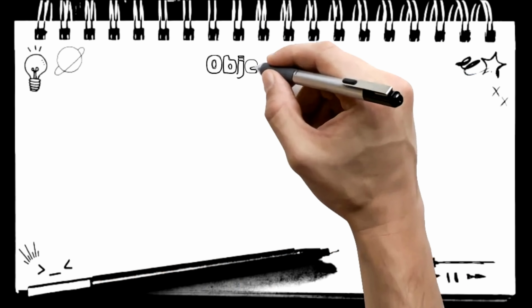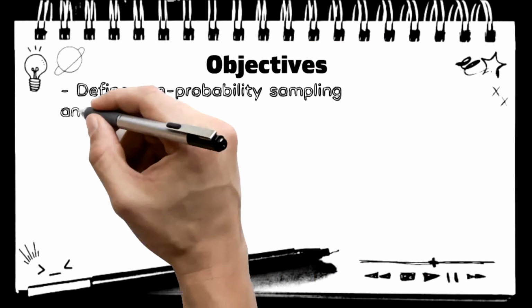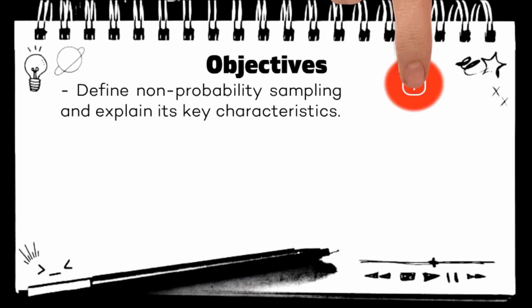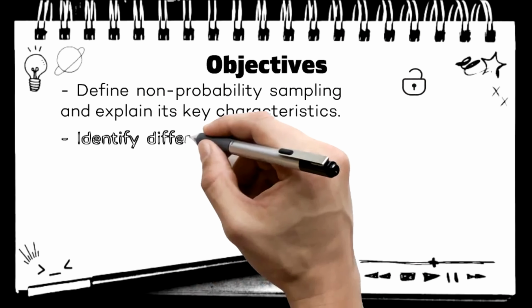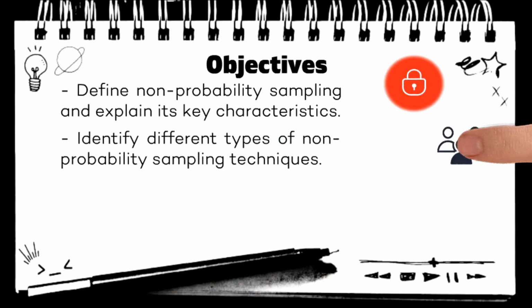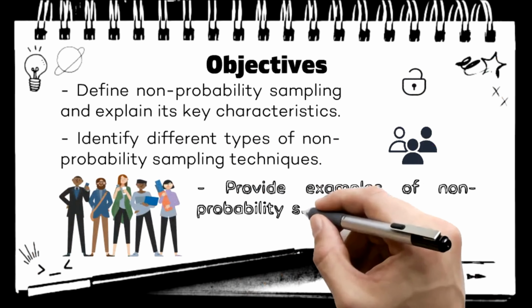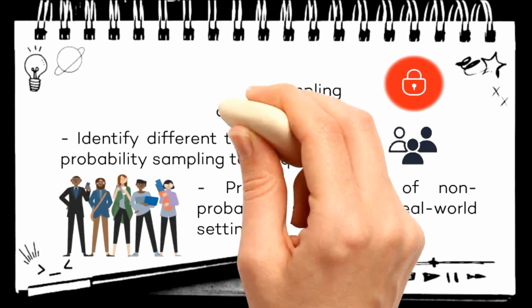After watching this video, you will be able to define non-probability sampling and explain its key characteristics, identify the different types of non-probability sampling, and provide examples of non-probability sampling in real-world settings.